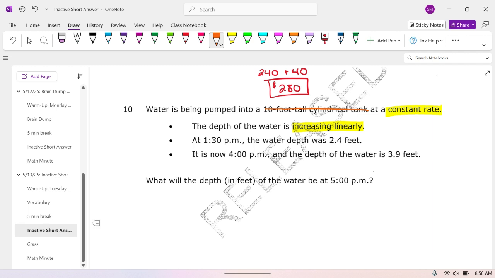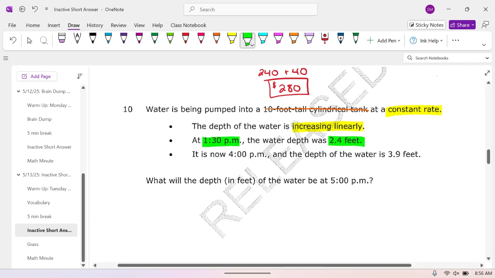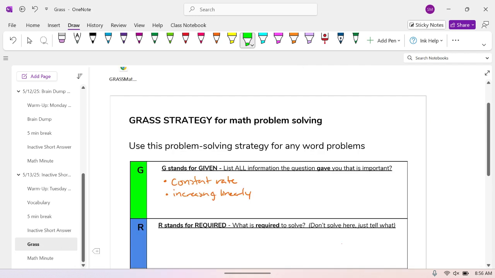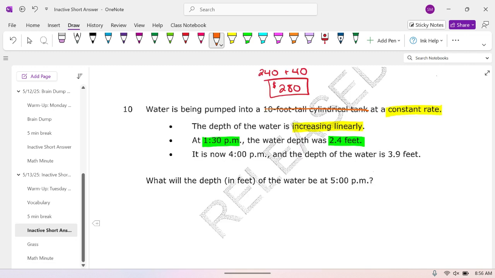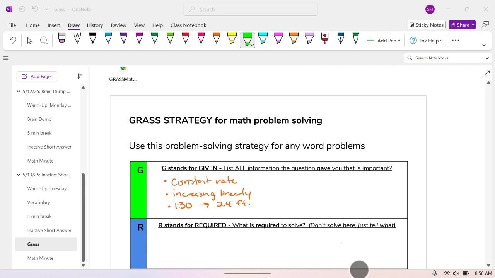Taylor. Right. So at 1:30, we were at 2.4 feet. So 1:30, we were at 2.4 feet. What's something else? James. Right. 4 o'clock, 3.9 feet. All right. So that's really all the important information that we need for right now. So at 4 o'clock, it was 3.9 feet.